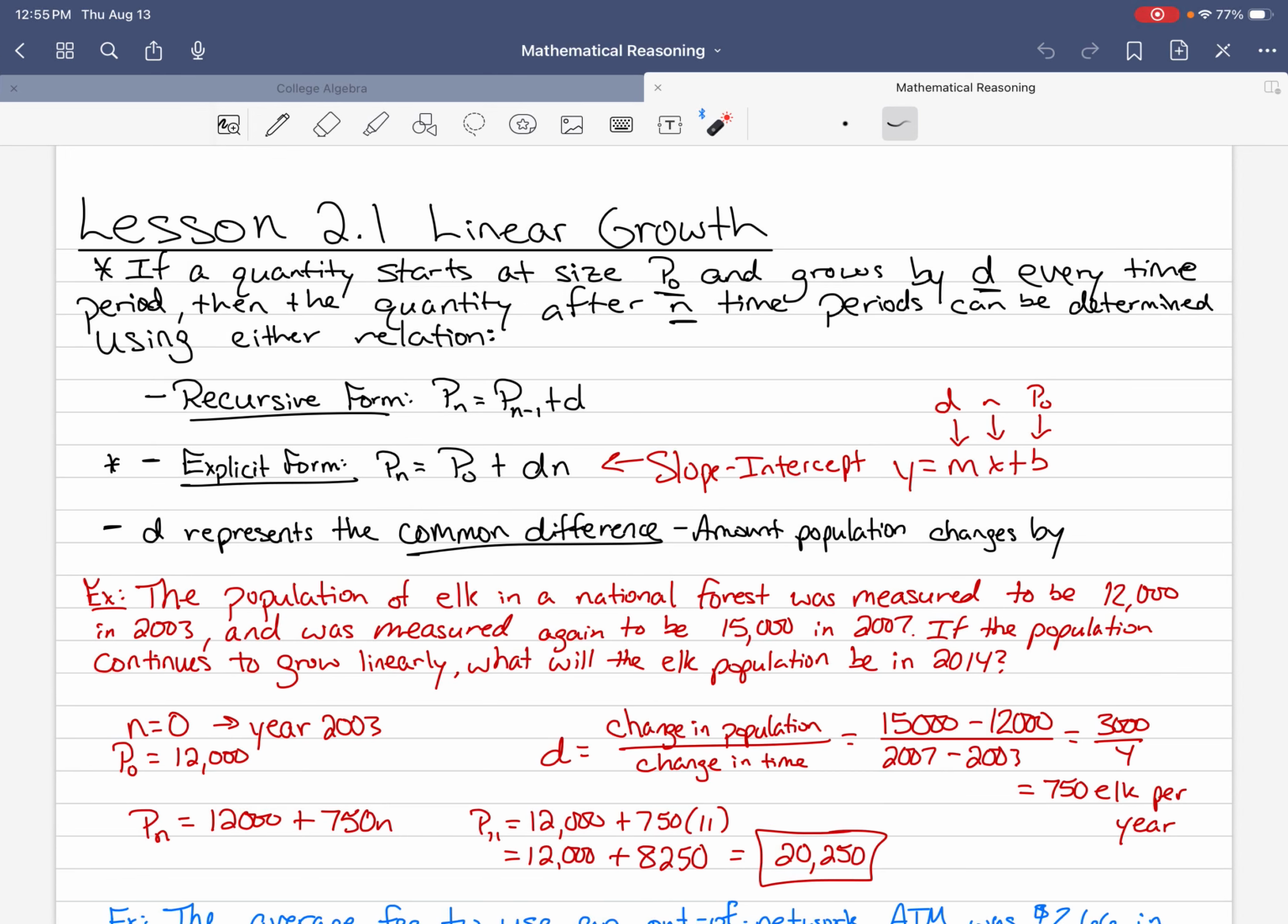Welcome back to Chapter 2. We're going to start with Lesson 1 here, talking about linear growth.